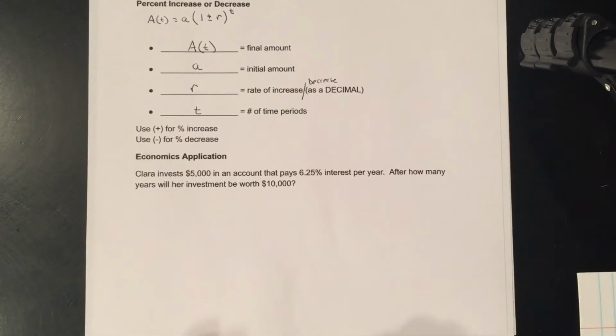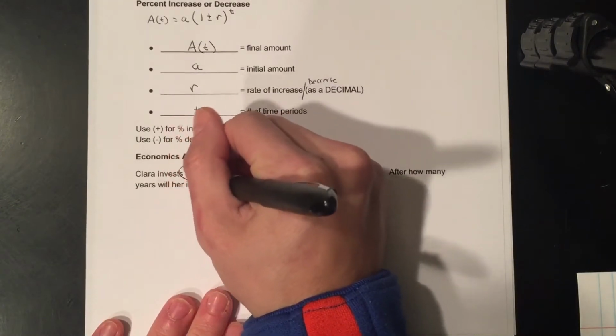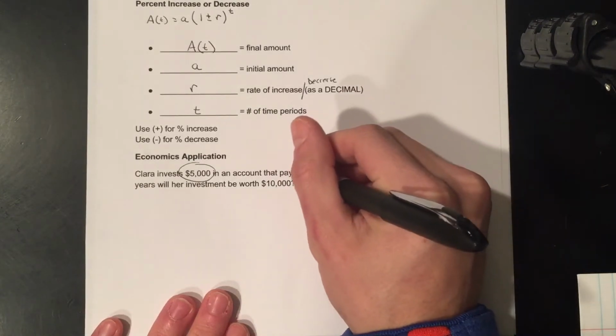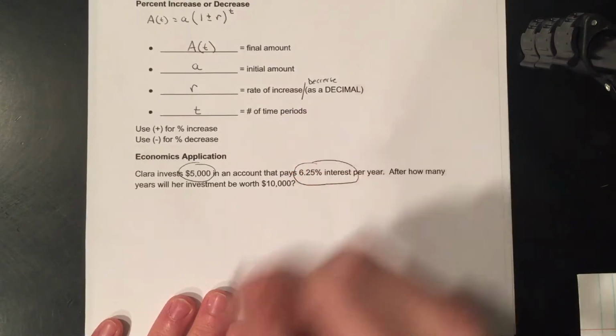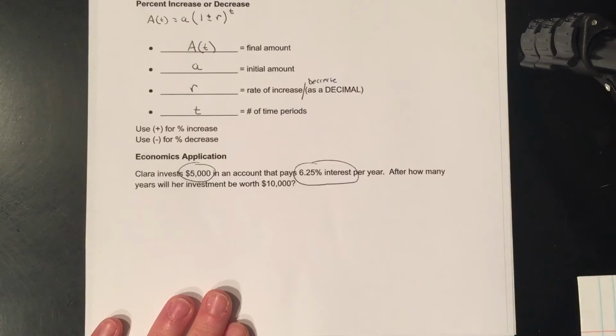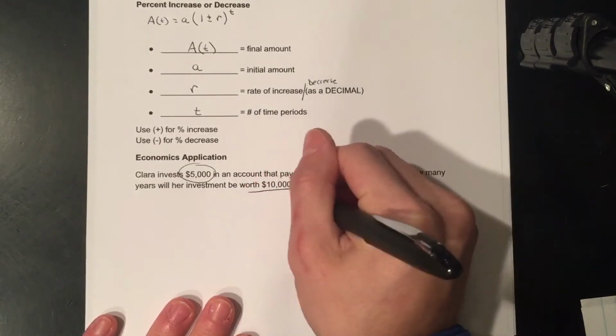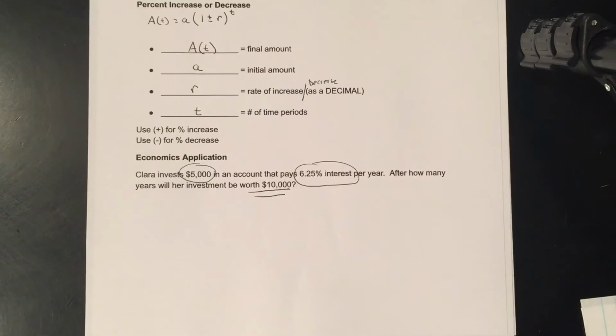Well, let's look at some of these key values here. We know that she's going to start off with $5,000. Her bank gives her 6.25% interest per year. This is exponential growth. Her money is going to be increasing in her bank account. We are trying to figure out when her bank account will reach $10,000.